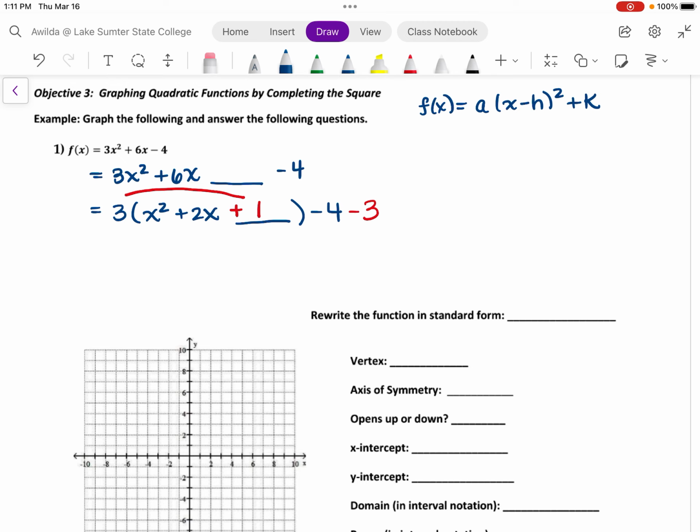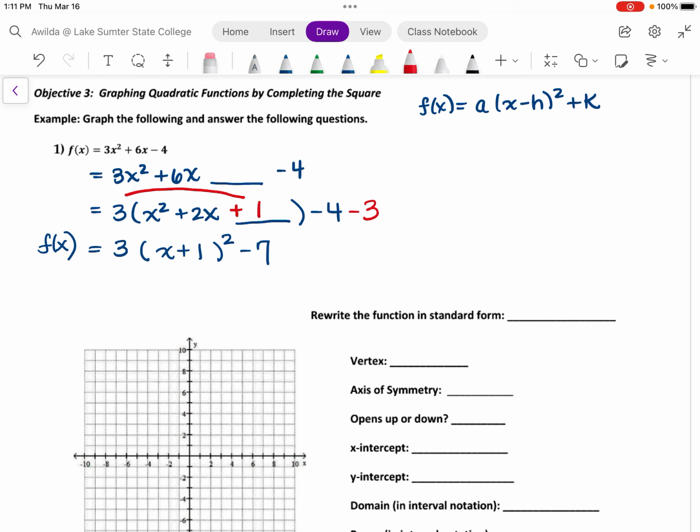So what have I actually done here? I really have 3 times a square of a binomial minus 7. What is x squared plus 2x plus 1 in factored form? That is x plus 1 quantity squared. This is why we call this process completing the square. Now I have f of x written in the desired standard form.